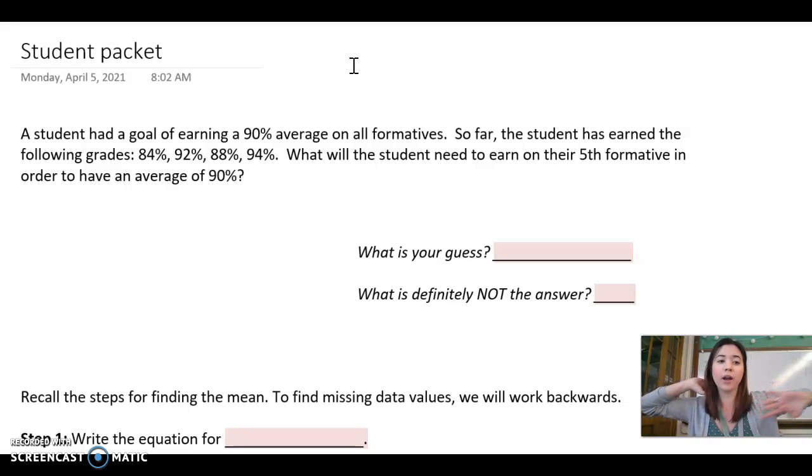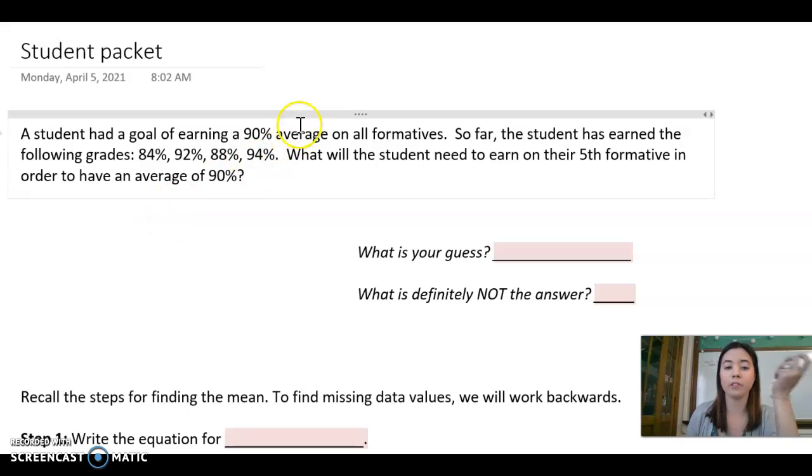So to start us off, I have this question here. A student had a goal of earning a 90% average on all of their formatives. So overall, they wanted an average 90%, an average A. So far, the student has earned an 84, a 92, an 88, and a 94.